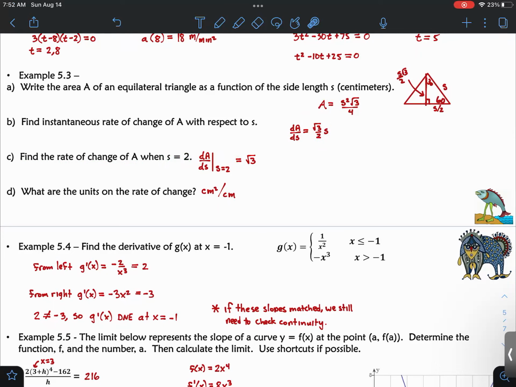Okay, I neglected to put units here, but it does ask about it in the next part. We want the units to be the units of area divided by units of side length to match the A over s that we're seeing in our notation. So centimeters squared per centimeter is the way you would read this. I would advise you not to try and simplify this to just say centimeters as if you're canceling out a copy of the unit. That doesn't really make sense contextually. You want to leave it as centimeters squared per centimeter.